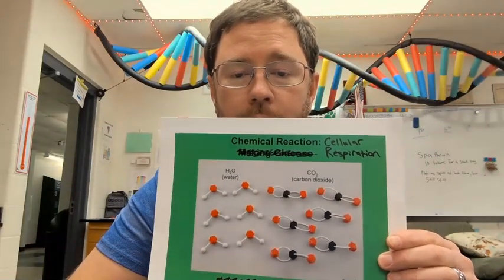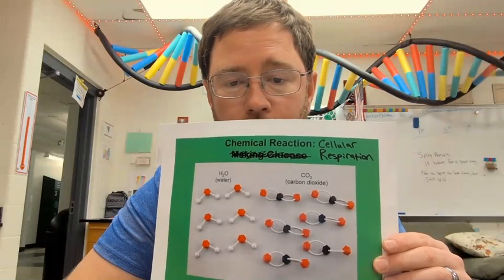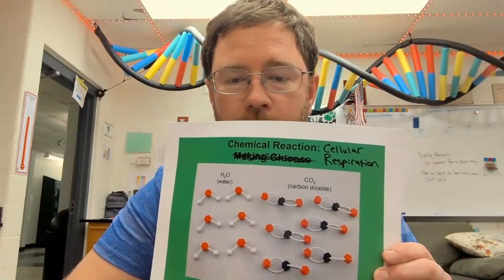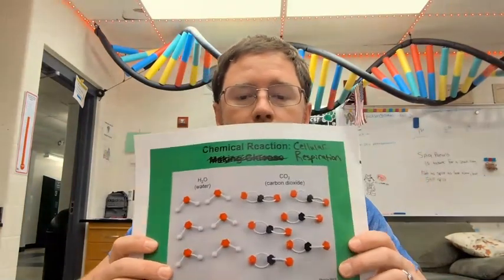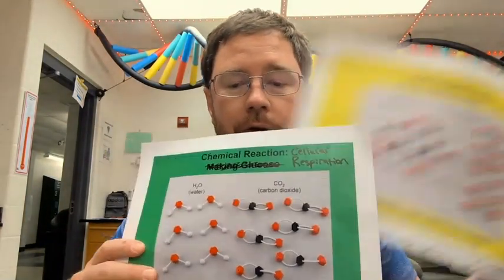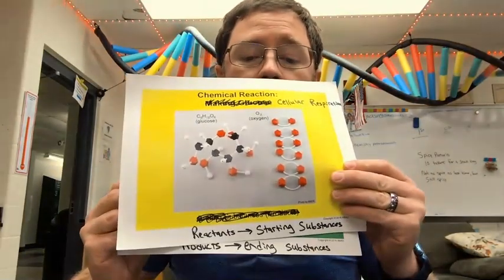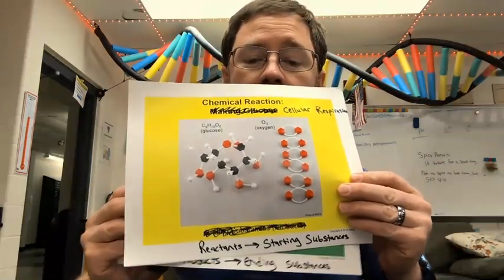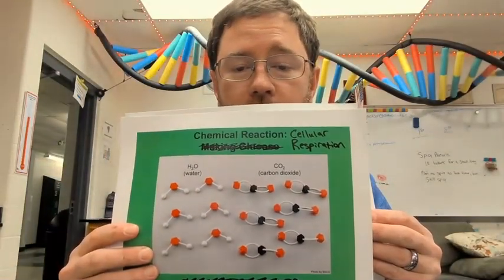So this is what animals do when they digest food and break it apart for energy. Hopefully you'll see that these are the same reactions, photosynthesis and cellular respiration. They're just going in opposite directions. So go ahead and build these molecules, start out with this. This is our reactant, our starting substance, and then you break bonds, reorganize them, and form these new ending substances.